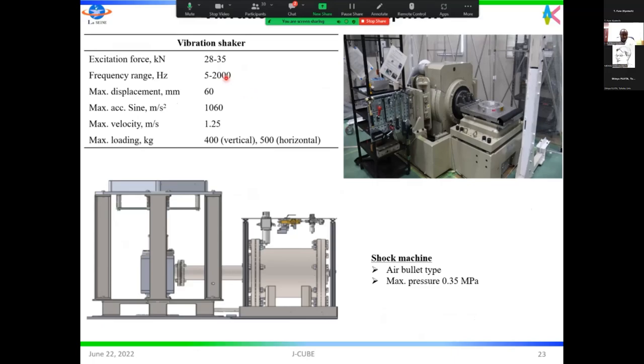So our main vibration shaker is capable of 28 to about 35 kilonewton excitation force. Frequency range is about 2000 hertz, and then maximum displacement is 60 millimeters. And we also have a shock machine, which is the air bullet type. So this shock machine has a maximum pressure of about 0.35 megapascals. It has a bullet that makes impact when the pressure that is stored here is released. And so the test equipment will be placed on top of this jig, and the impact is hit beneath this. So I have some videos I'd like to show.